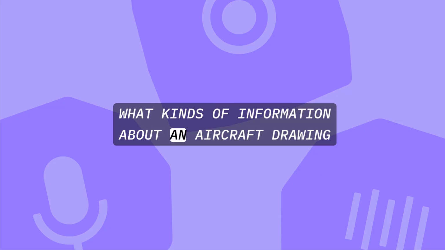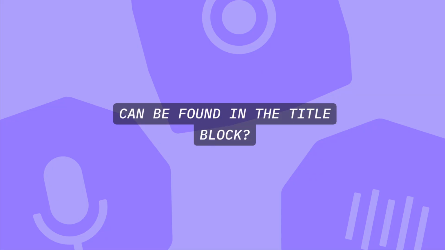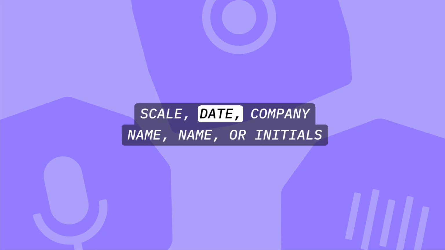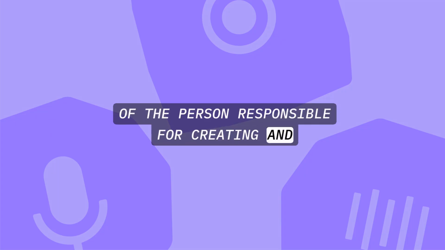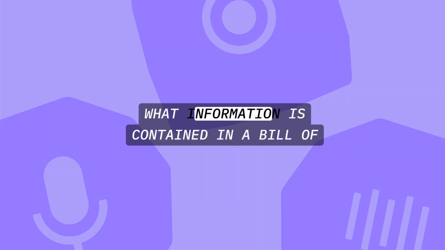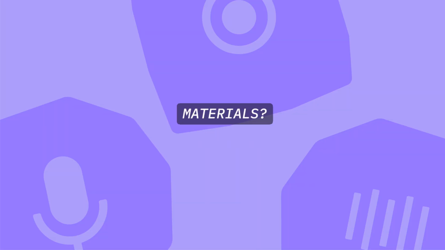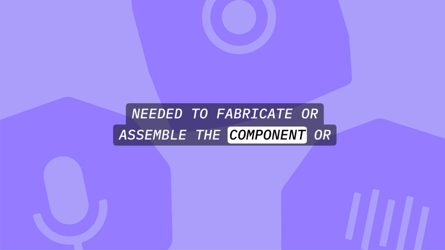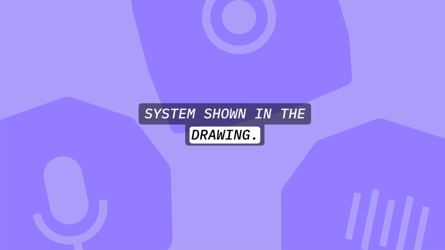What kinds of information about an aircraft drawing can be found in the title block? The part or assembly name, drawing size, scale, date, company name, or initials of the person responsible for creating and improving the drawing. What information is contained in a bill of materials? It is a list of the materials and the parts needed to fabricate or assemble the component or system shown in the drawing.